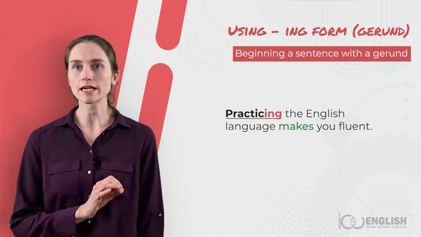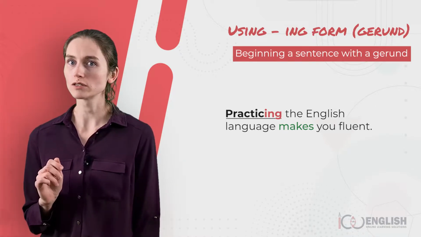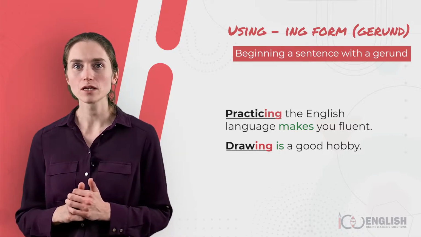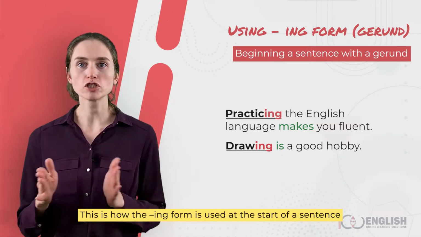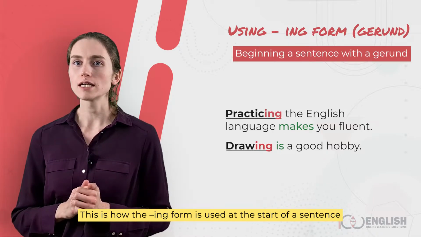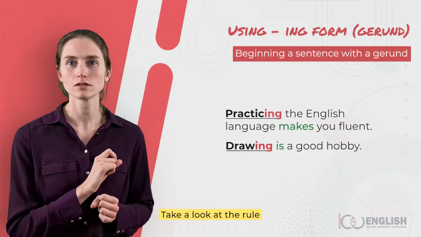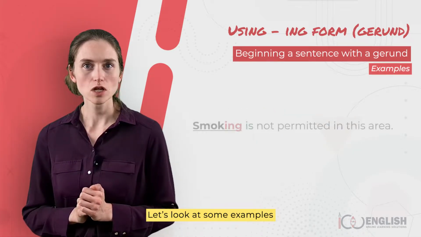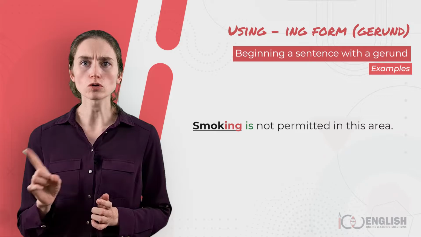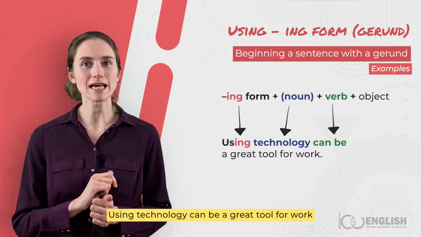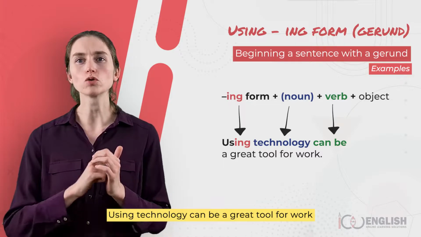Practicing the English language makes you fluent. Drawing is a good hobby. This is how the ing form is used at the start of a sentence. Take a look at the rule. Let's look at some examples. Smoking is not permitted in this area. Using technology can be a great tool for work.